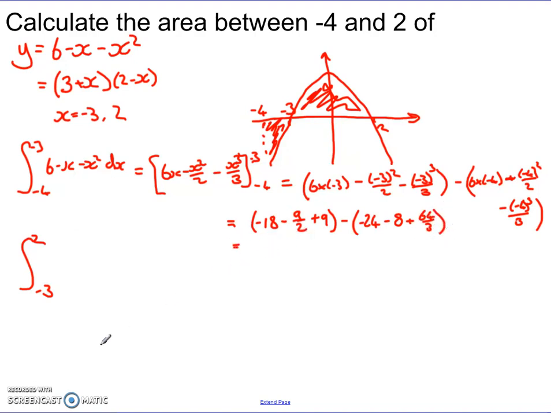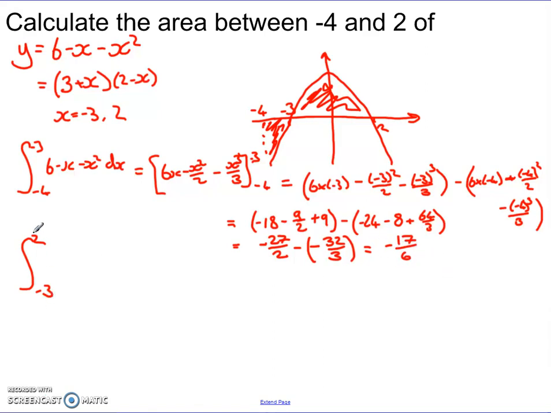Sort each of the two brackets out on their own. That gives me negative 27 over 2 for the first bracket. It's then take away negative 32 over 3. So minus minus becomes a plus there, and when I combine them, I end up getting negative 16 over 6. So that's my answer for my integral there.